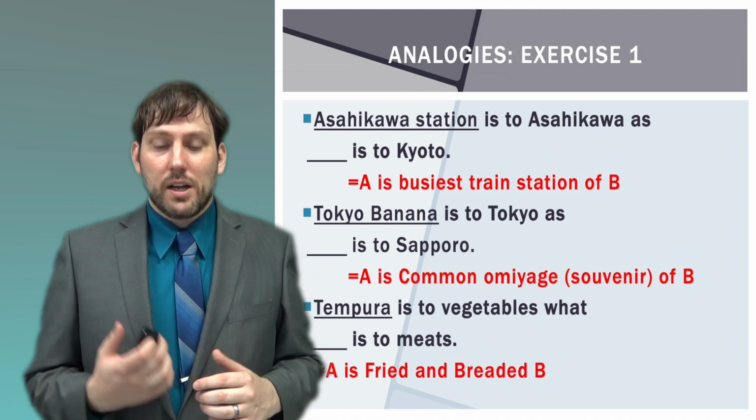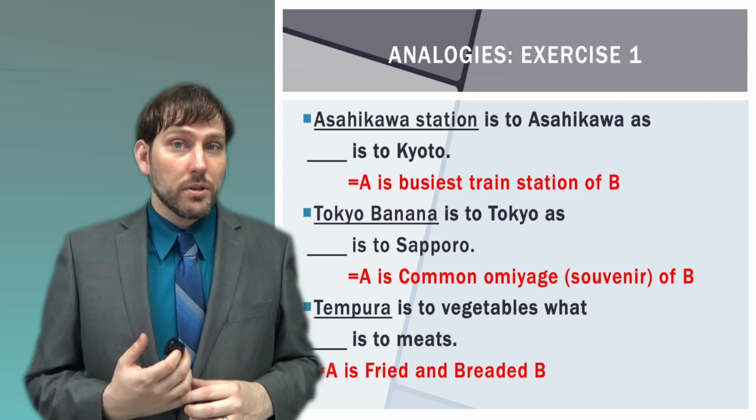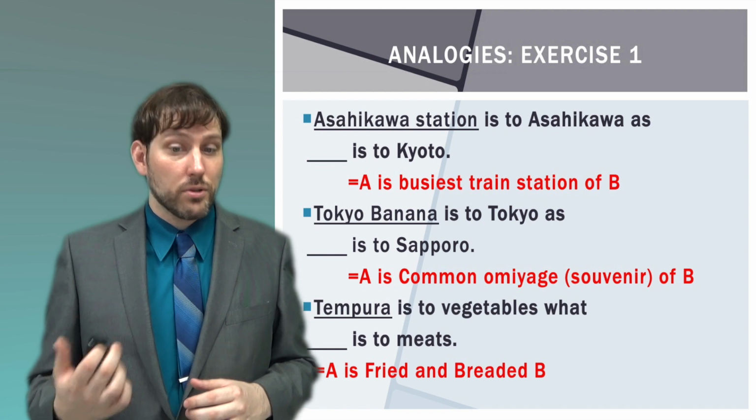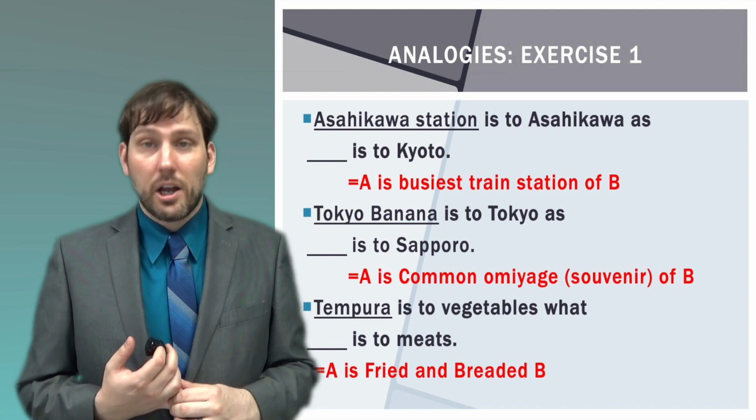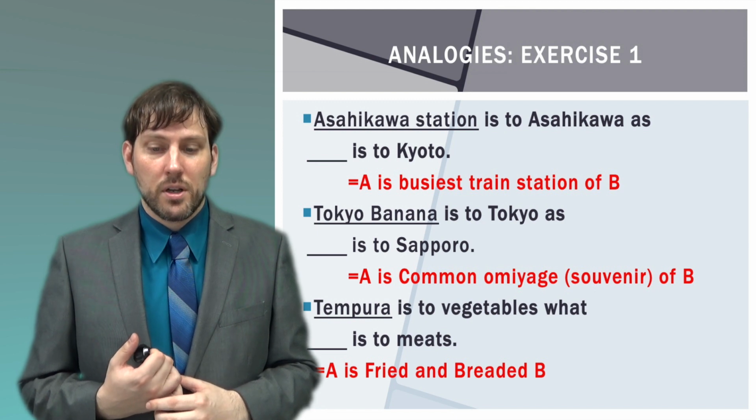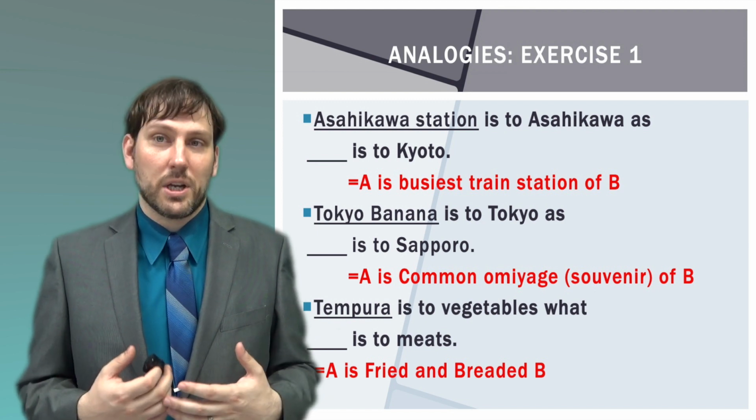Asahikawa Station is to Asahikawa as blank is to Kyoto. I would say Kyoto Station. Tokyo Banana is to Tokyo as a common omiyage is to Sapporo. Tempura is to vegetables what katsu is to meat.